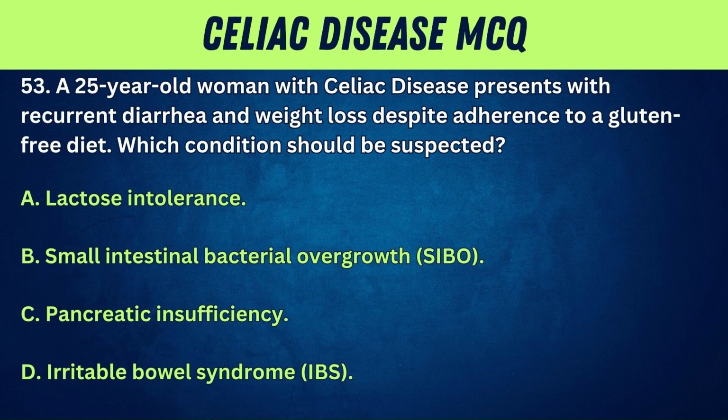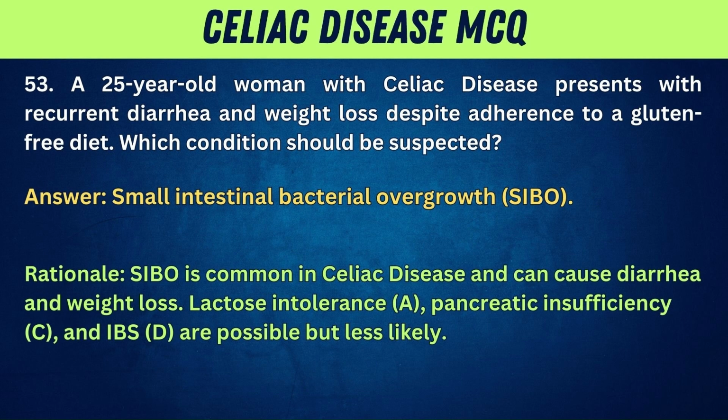53. A 25-year-old woman with celiac disease presents with recurrent diarrhea and weight loss despite adherence to a gluten-free diet. Which condition should be suspected? A. Lactose intolerance. B. Small intestinal bacterial overgrowth, SIBO. C. Pancreatic insufficiency. D. Irritable bowel syndrome, IBS. Answer: small intestinal bacterial overgrowth, SIBO. Rationale: SIBO is common in celiac disease and can cause diarrhea and weight loss. Lactose intolerance, A, pancreatic insufficiency, C, and IBS, D, are possible but less likely.